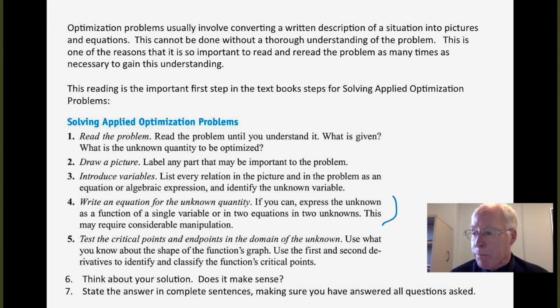Now, I've added a couple more steps to this process. Number 6, once you're done, think about your solution. Does it make sense? Often this is something like, hey, I'm finding a volume, I got a negative answer. Wait, that can't be right. So go back and find out what went wrong. And then make sure you read the problem again, see what's being asked, and state an answer in complete sentences. Make sure you've answered all the questions asked, provided all the information asked for.